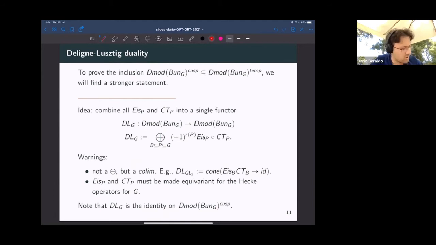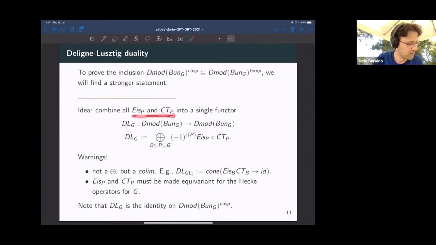And to do that, we need to do something funny with Eisenstein and constant terms. We want to combine them into a single functor. There is only one way to do it, but it's a bit technical. So this page is full of lies. These warnings, I explain them. But let's go with it.